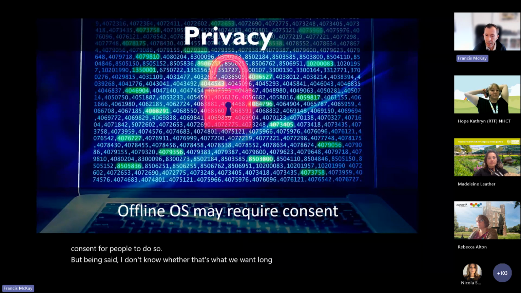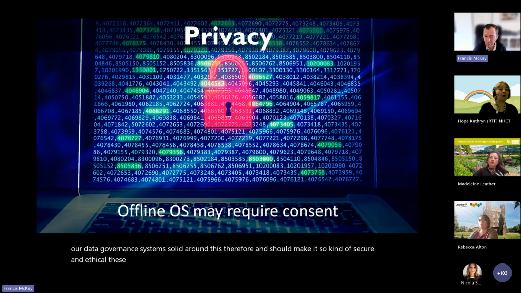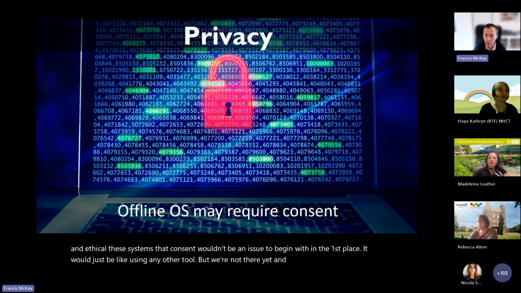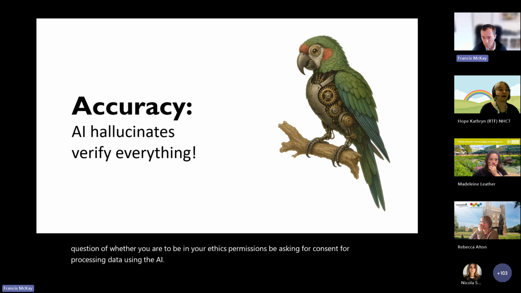I prefer the idea that we get our data governance systems solid around this, and make these systems so secure and ethical that consent wouldn't be an issue in the first place. It would just be like using any other tool. But we're not there yet, and therefore there's a question of whether you ought to be asking, in your ethics permissions, for consent for processing data using the AI. So that's the first one, the privacy issues and consent related to that.